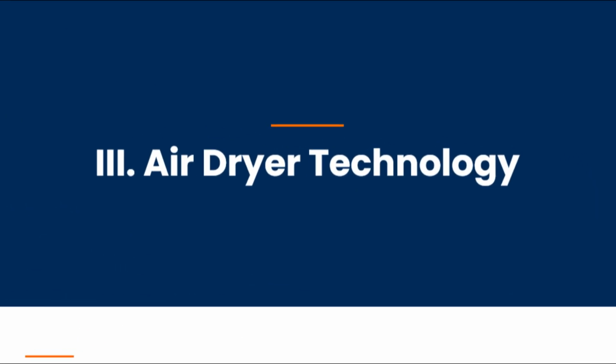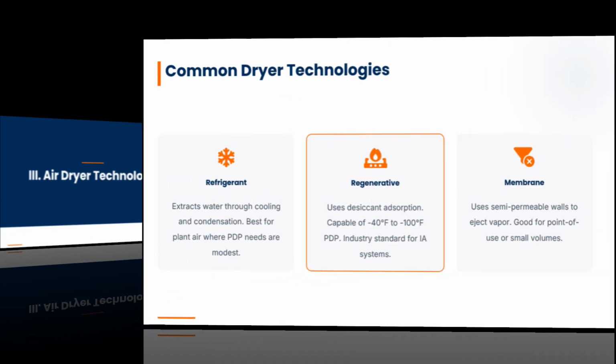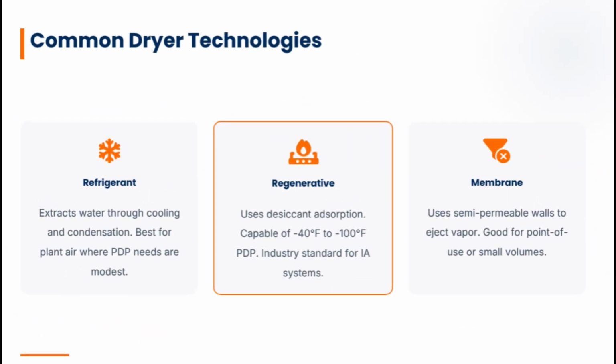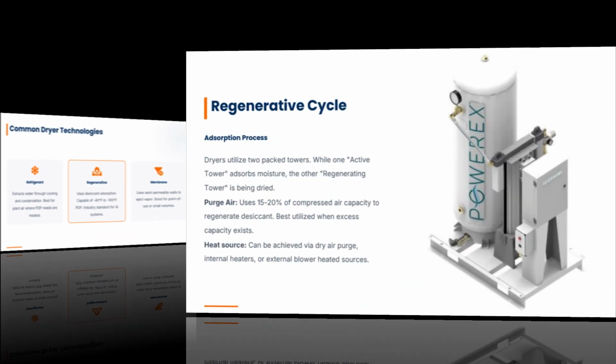With PDP framed, let's compare the dryer technologies you will actually specify on a datasheet. 3 options: refrigerant for modest plant air PDP, membrane for small point-of-use loads, and regenerative desiccant when you need minus 40 degrees Fahrenheit to minus 100 degrees Fahrenheit PDP. That's the IA industry standard.